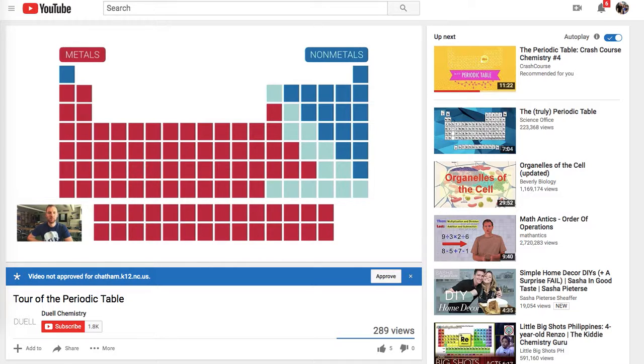And then some of these elements between here are what we call metalloids or semimetals. And they can exhibit characteristics of a metal or a nonmetal depending on the circumstance. So they're kind of strange.